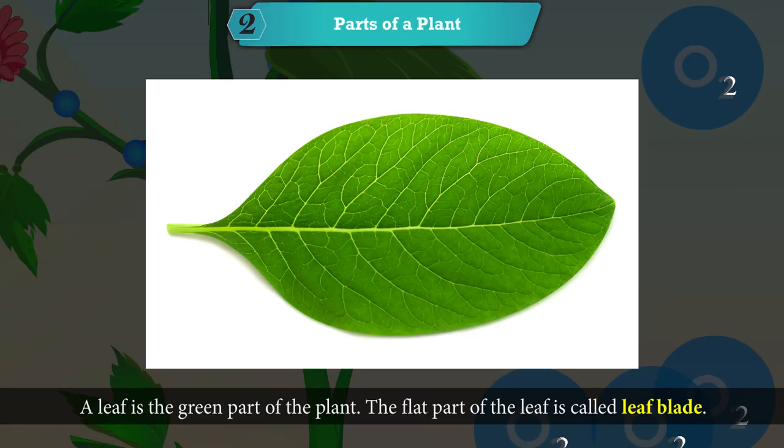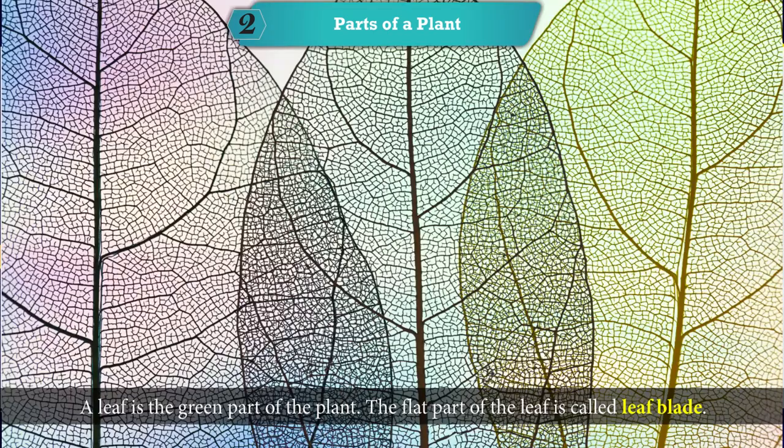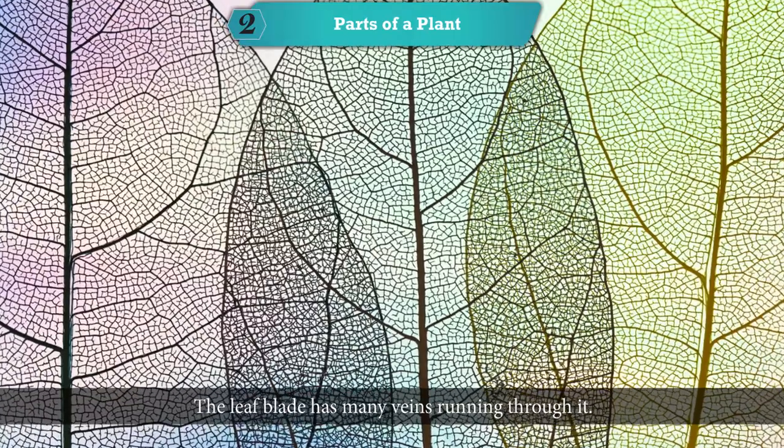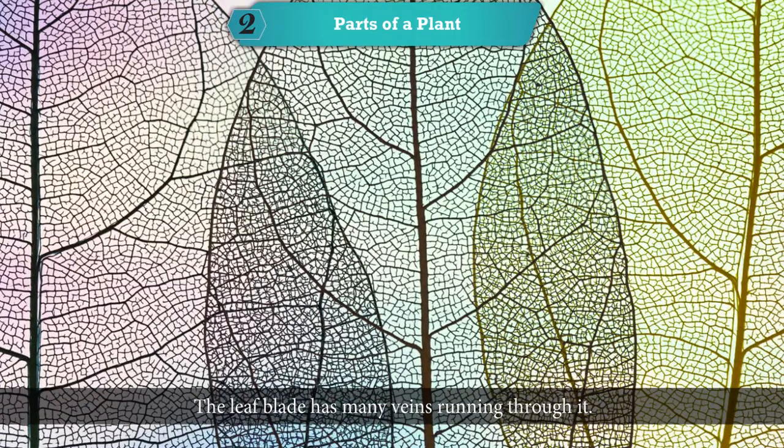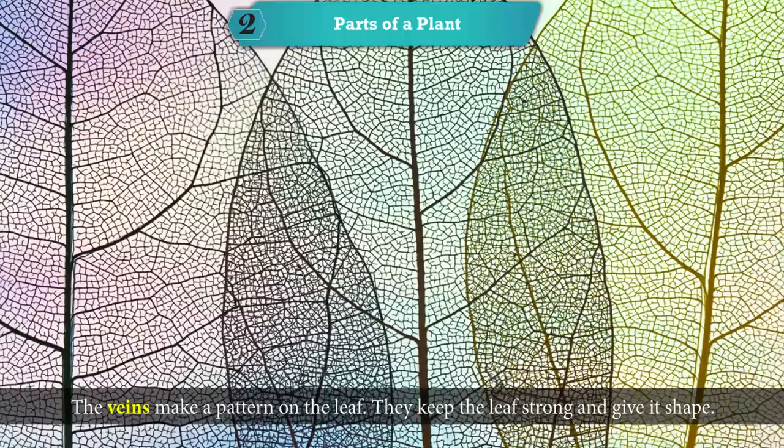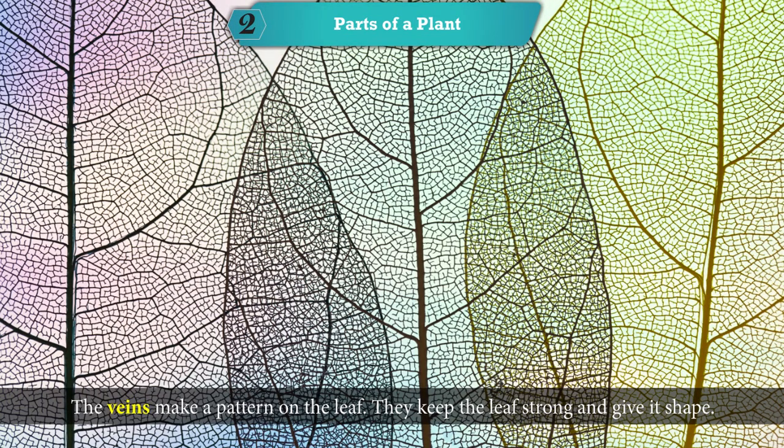Leaves. A leaf is the green part of the plant. The flat part of the leaf is called leaf blade. The leaf blade has many veins running through it. The veins make a pattern on the leaf. They keep the leaf strong and give it shape.